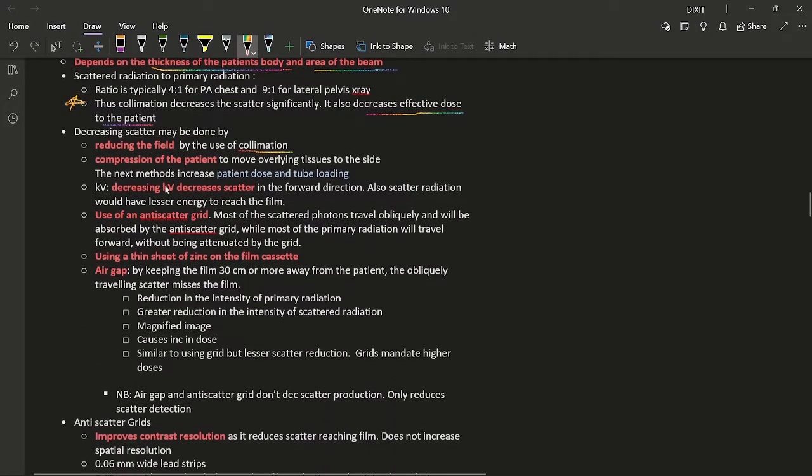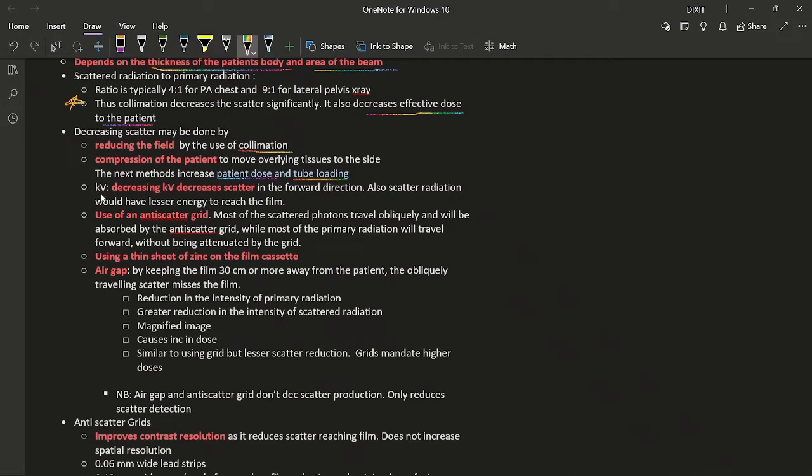And now coming to some points, but the problem with these is that they increase the patient dose and the tube loading. So they increase the amount of heat produced and also the dose to the patient. But the reason we are using these methods is because they do reduce scatter, and that way we are getting a much better image, although the dose and heat produced are more.